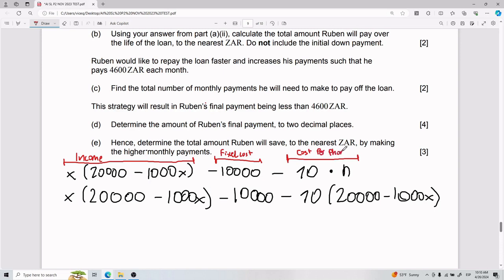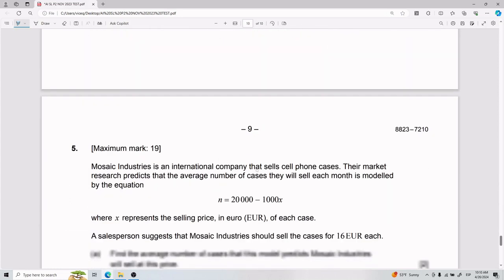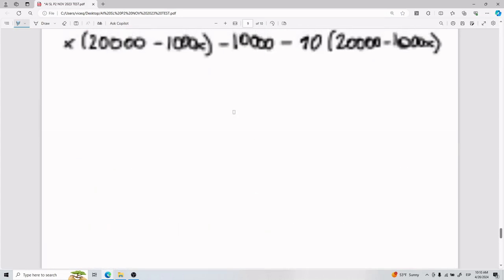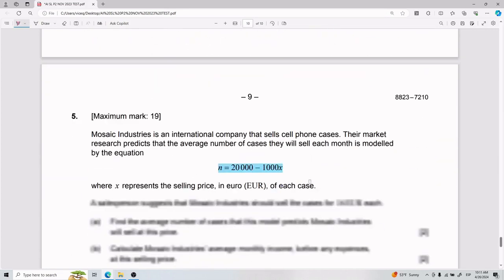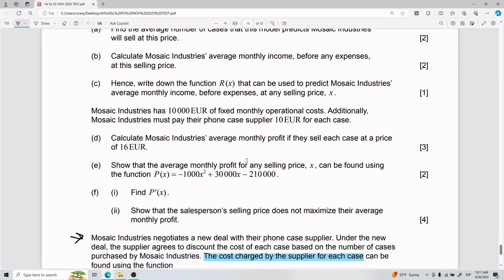And so at some point, there are two things that happen. At some point, we said that n was this, which makes complete sense because we're talking about this n here. And at some other point in time, we said that the cost per phone is 10 times n. And it's 10 times n because this 10 is the same as this 10 right here. And so Mosaic Industries per phone had to pay 10 euros.